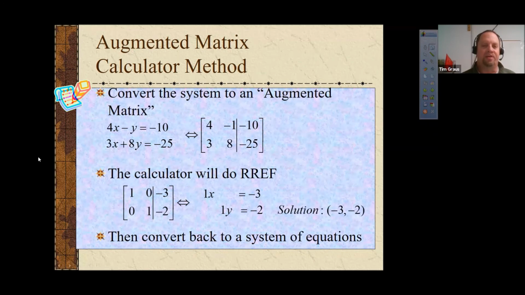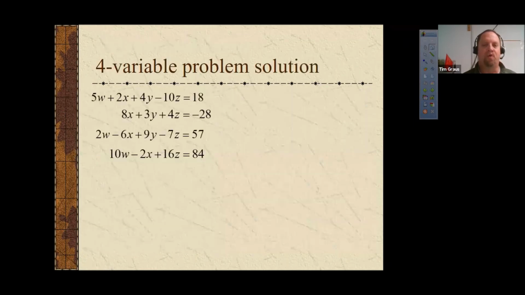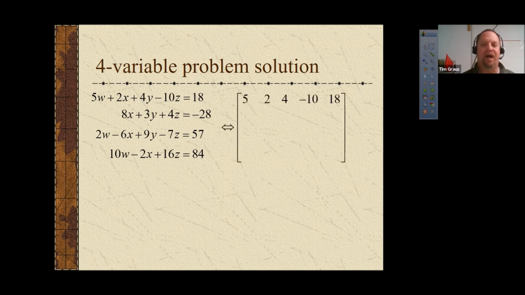And if the calculator can solve a smaller system, do you think maybe it can solve a bigger system? Well, let's try a 4-variable, 4-equation system. Again, the first step is to write this as an augmented matrix. So the first row is going to be 5, 2, 4, -10, 18. Now, as I look at this second equation, I notice it's shorter than the first equation. I see that it's missing a W term.